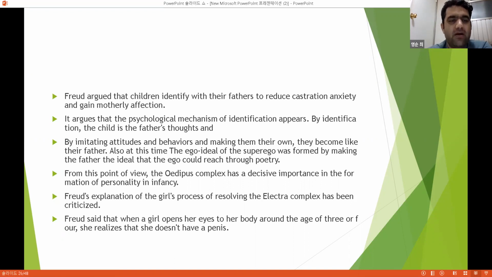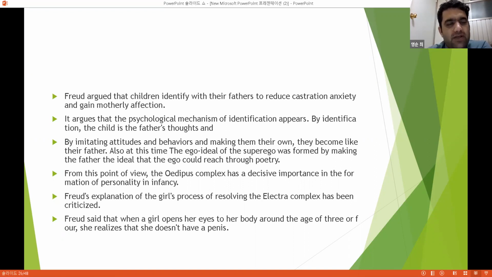They become like their father, and also at this time the ego ideal of their superego is formed, taking the father as the ideal that the ego could reach. From this point of view, the Oedipus complex has decisive importance in the formation of personality in infancy. And Freud's explanation of the girl's process of resolving the Electra complex has been criticized.